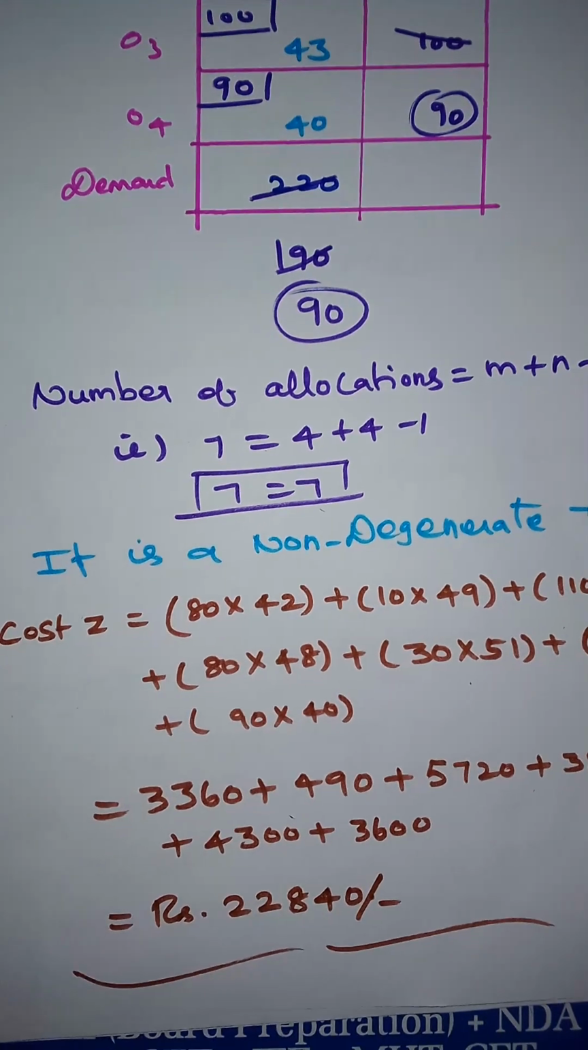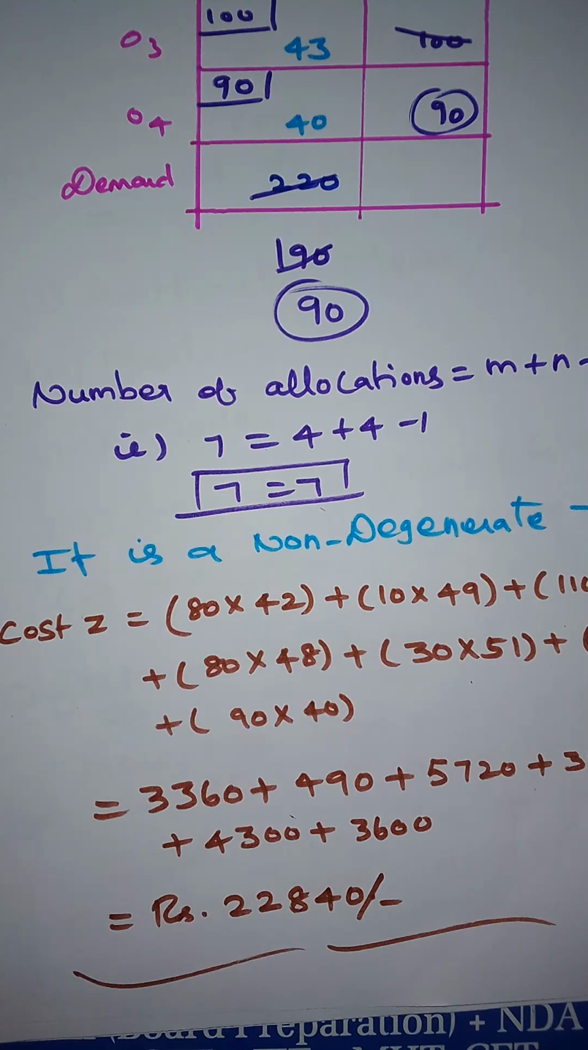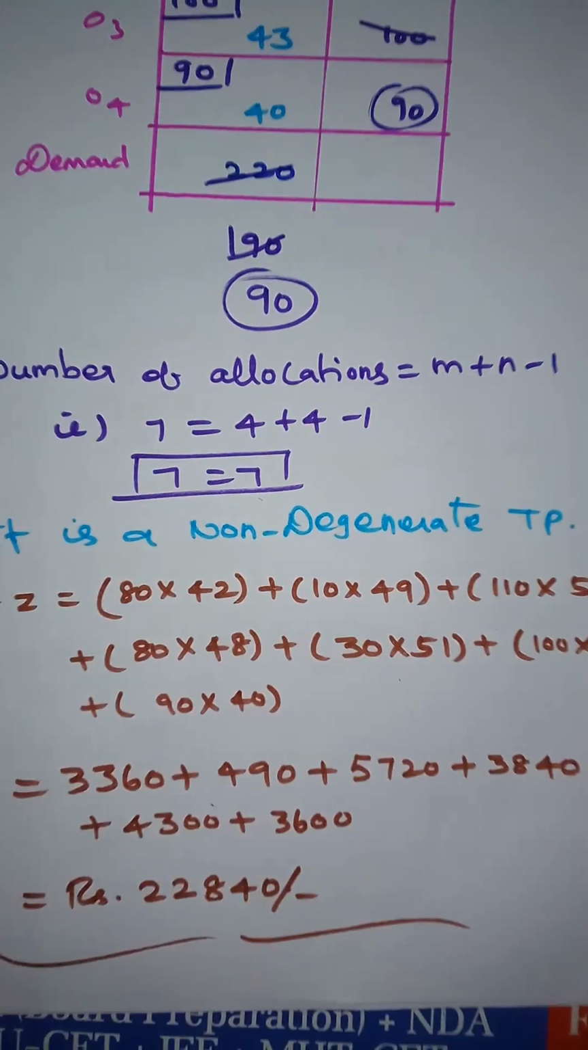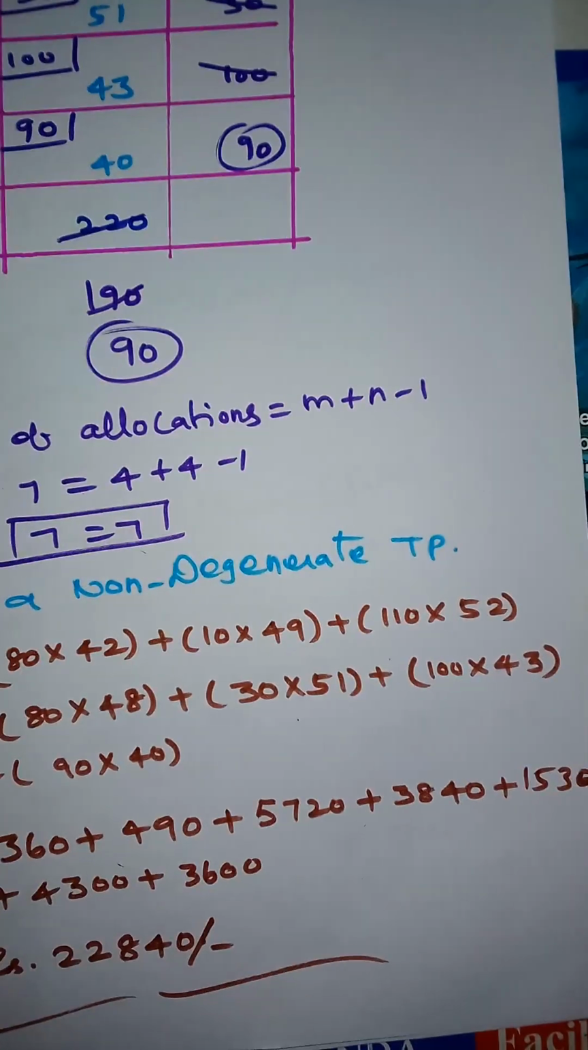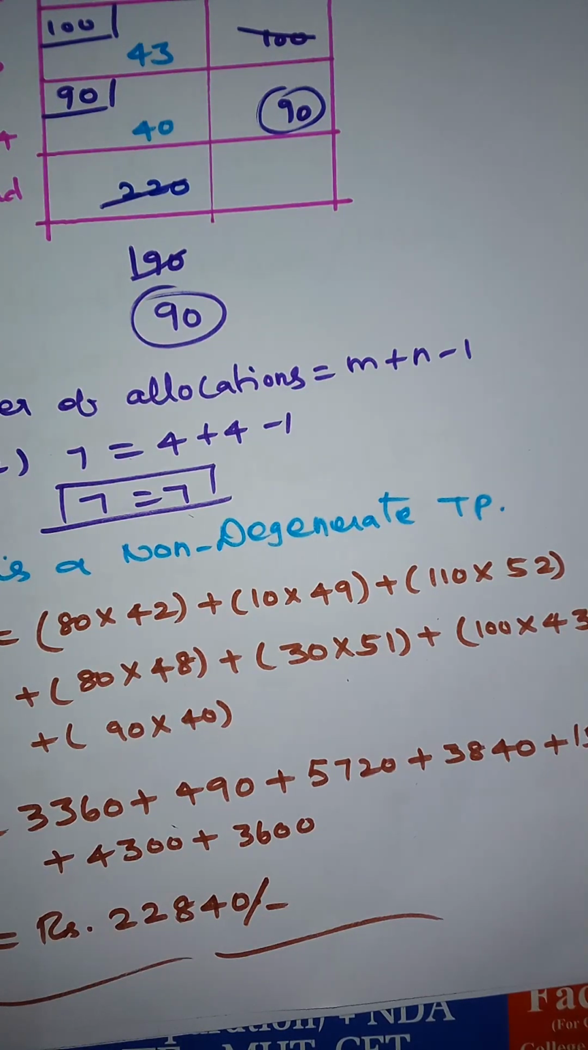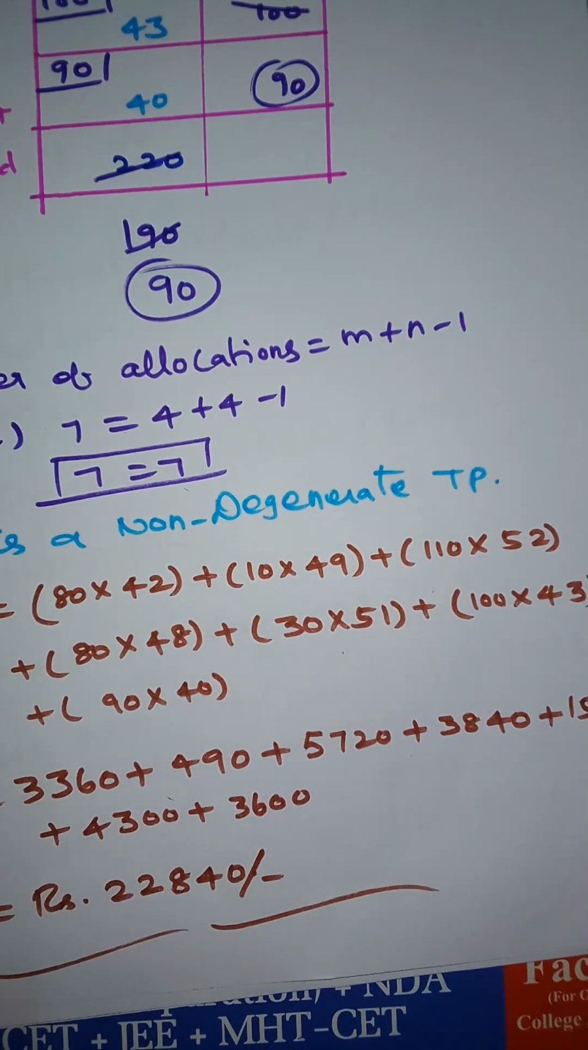Now go to the allotted cells. From those allotted cells, I can get the minimum value. There are 7 allotted cells I have chosen here. We have worked it out, then simplify, and I will get 22,840.